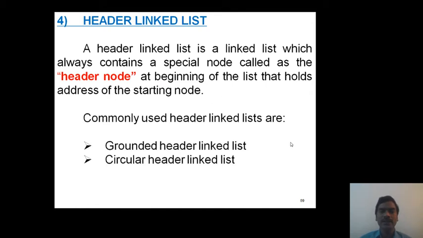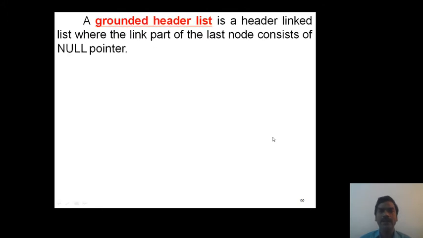In general, header linked lists are classified into two types as grounded header linked list and circular header linked list. Here, a grounded header linked list is a header linked list in which the link part of the last node is filled with null pointer.